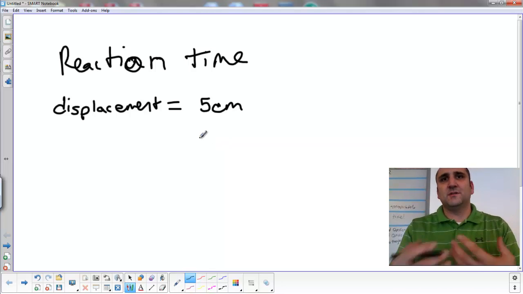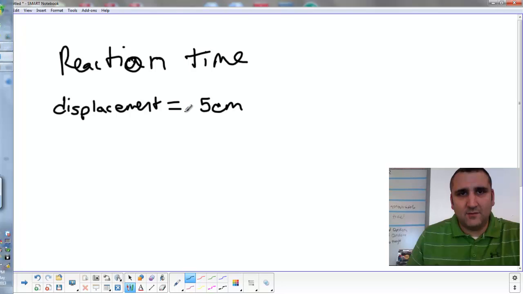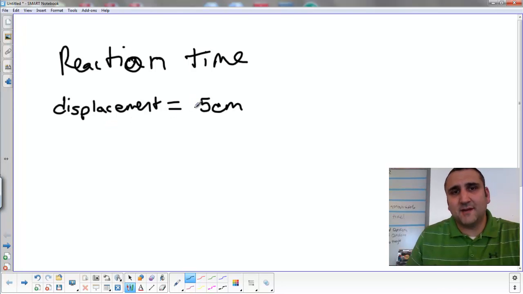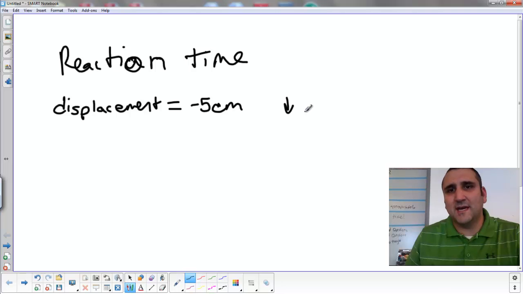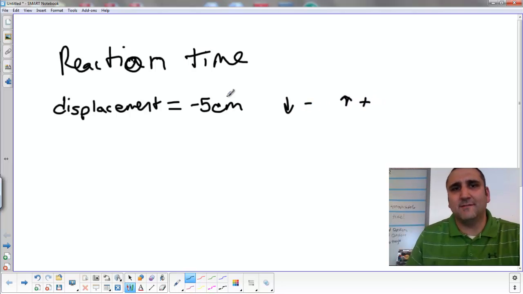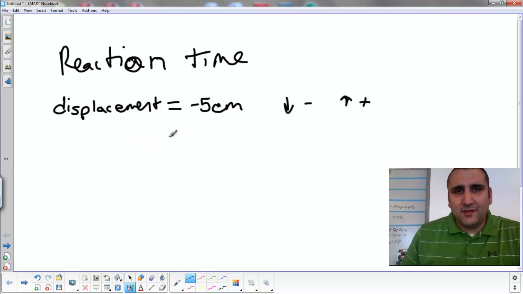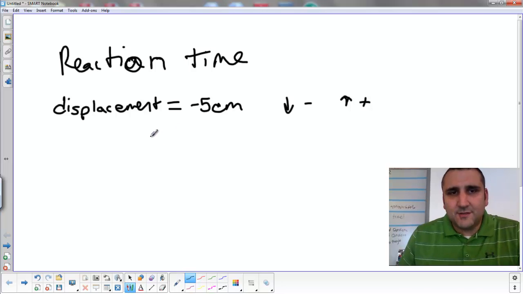So he should have a bunch of numbers. What we're going to do first is get the average of those. And because it's a displacement, we say it's a vector, and therefore vectors have positive and negative signs that mean direction. So because it went down, we say it's a negative. If it had gone up, we would say it was a positive 5 centimeters. The other thing is, in physics, we can't use centimeters. We have to convert everything into meters.